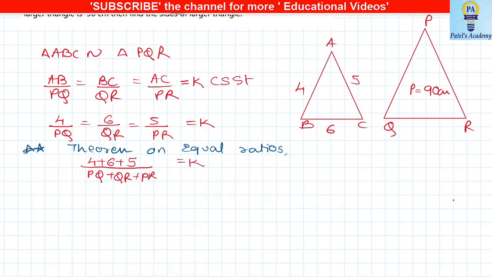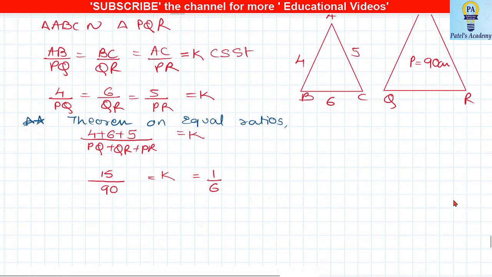Now we just substitute the values, or add this, that is 15. Now PQ plus QR plus PR is nothing but the perimeter, and the perimeter is given as 90, and that is equal to K. Understand this step very properly. So when I reduce, I get K equals 1 upon 6. Now this value of K, I'm going to substitute here.